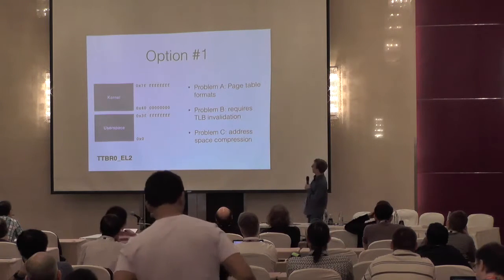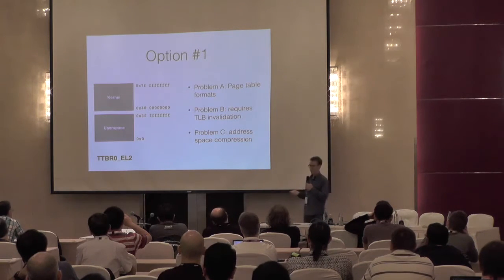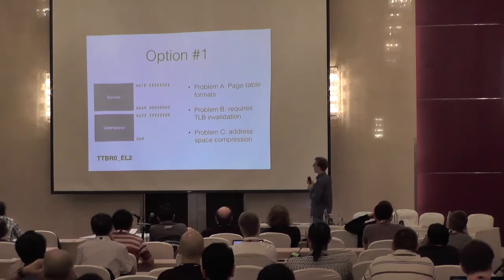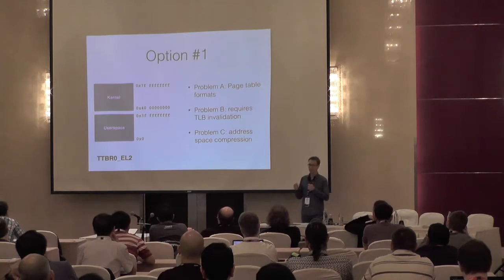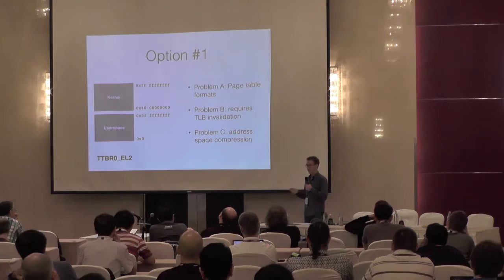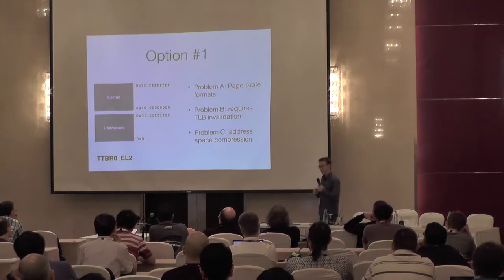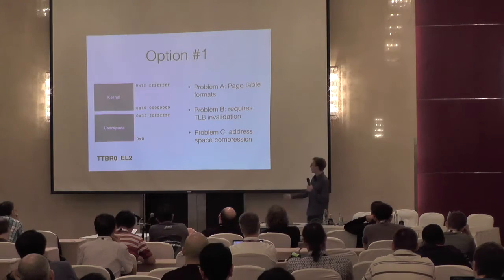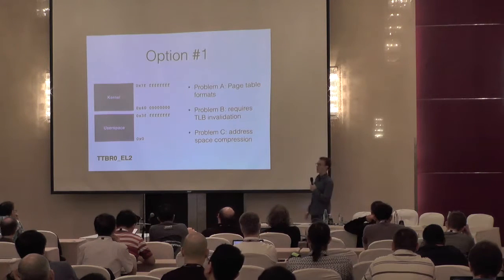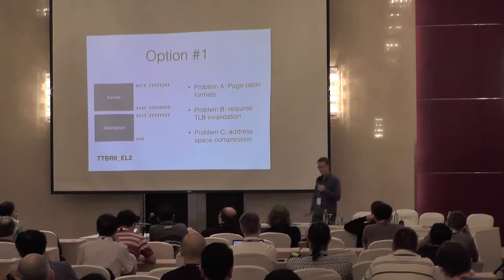There are some problems with this approach. There are issues with page table formats. The architecture has different requirements for how page table descriptors should be when being used from EL2 versus from EL1 and EL0. This approach is going to require us to invalidate the TLB a whole lot more often. You're going to see why. And finally, you compress the address space available because you split it in half. With 48 bits, that might not be a huge issue, but still.